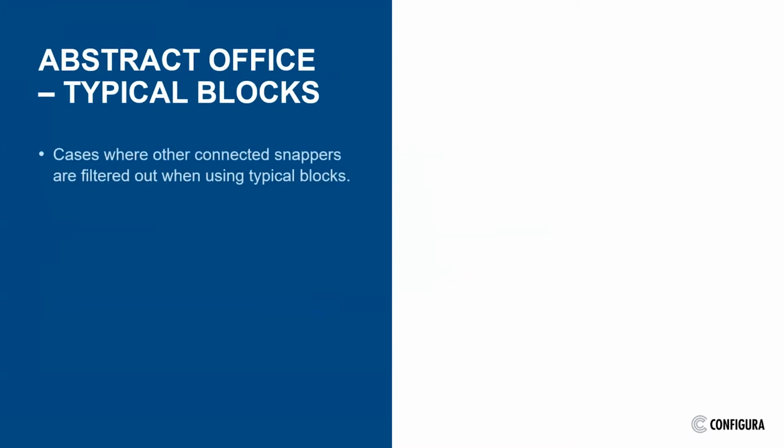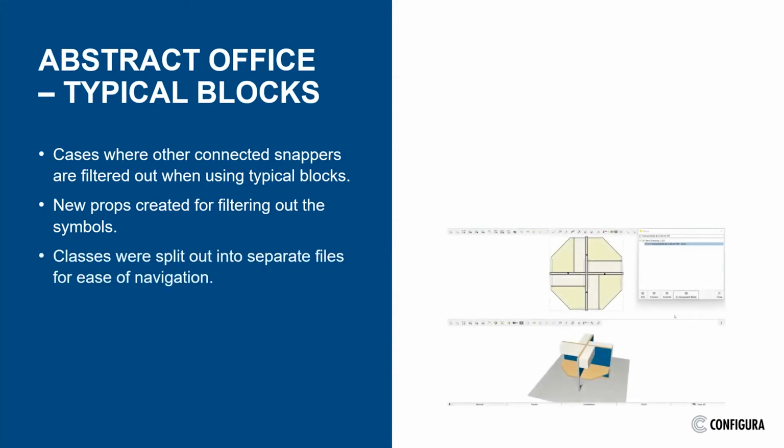So the next changes are also related to abstract office, but more towards typical blocks, or what we call the component blocks. There have been cases where other connected snappers are being filtered out as well when using the component blocks, when it should only exclude the panel frames and junctions. To fix this, the developer created a new property for filtering out the symbols, and some classes were split out into separate files for ease of navigation when making changes.